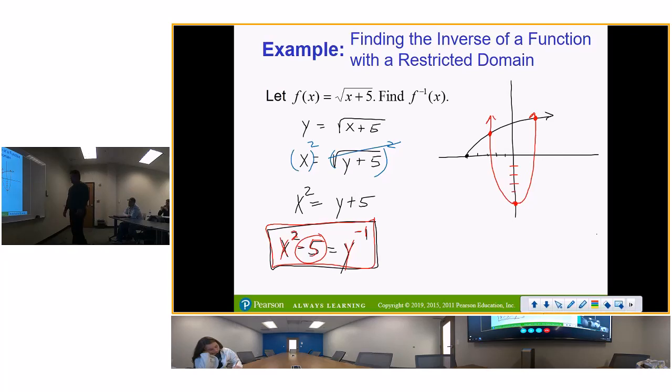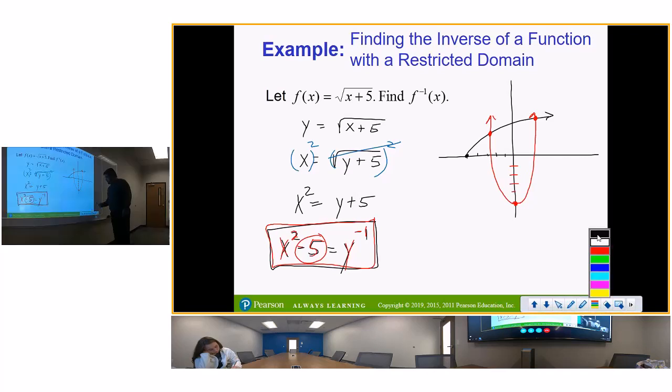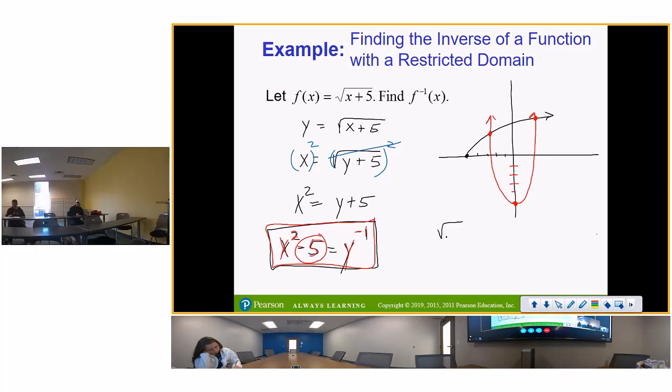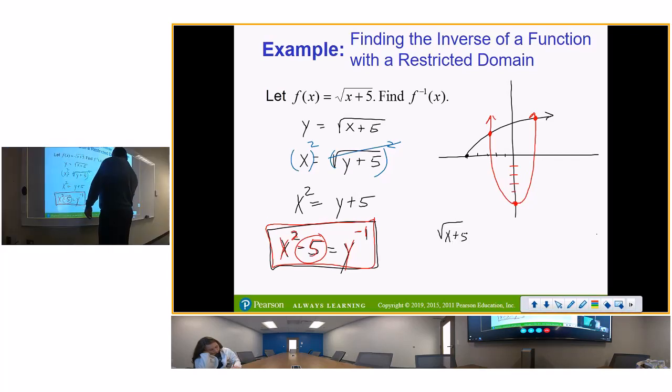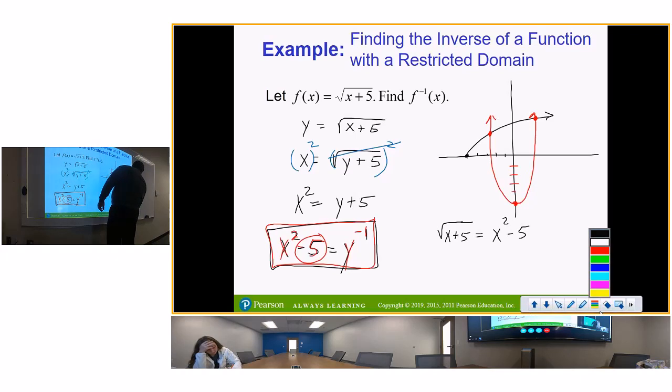Let's do that. Just to test your algebra. Just to see if you really suck or not. What is algebra? Square root of x plus 5 is equal to x squared minus 5. Okay? What do we do first? By squaring both sides. I'm impressed.